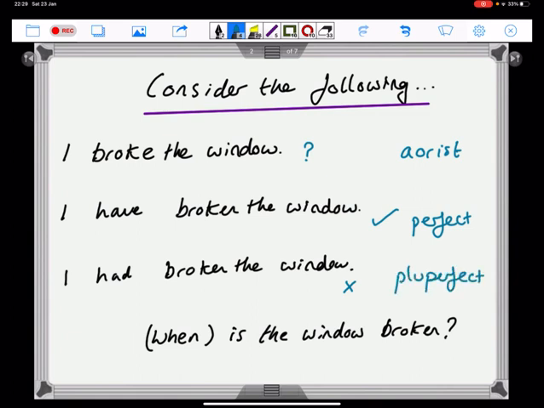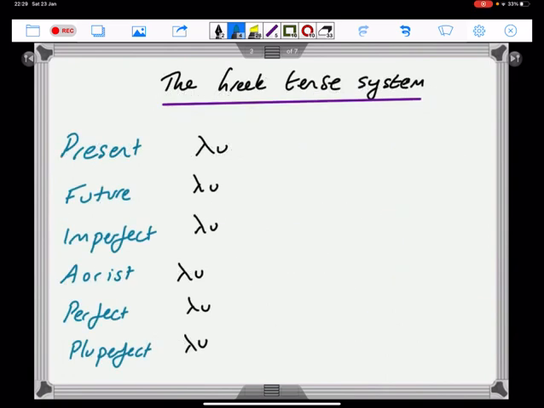And you can see now why they're not that common in Greek, because how often do you want to say, I have broken the window, I had broken the window? How often do you want to make statements about the past that have some kind of impact on another point? How does this work in endings terms?